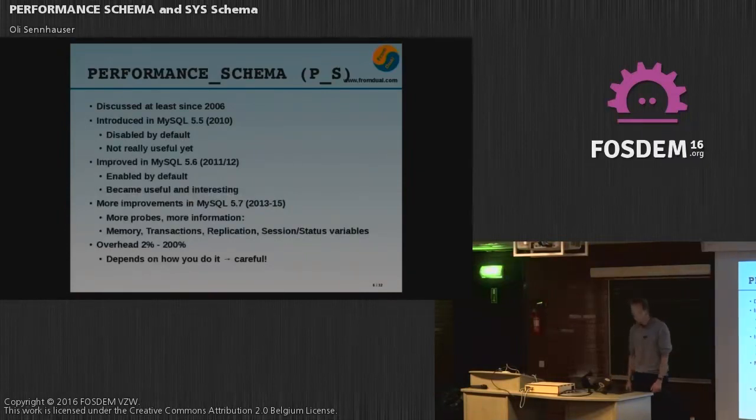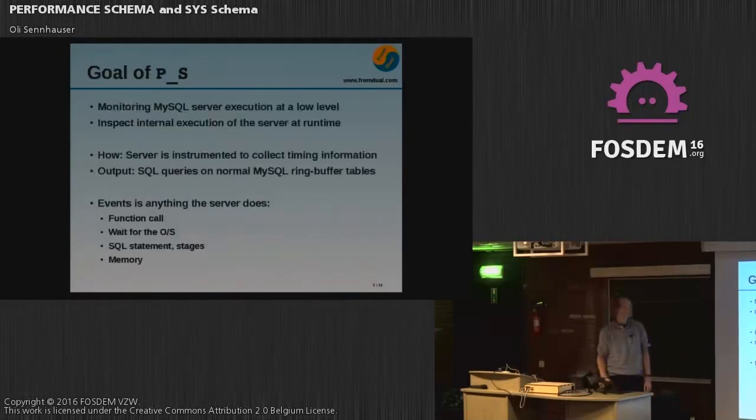Session and status variables, and so on and so forth. When you do probes, it's always the question, how much is the impact? And Oracle says they want to have as little impact as possible. The overhead is small. So it depends on whom you believe. Some say it's 2 to 3%, others say 200% overhead. 200% is not small anymore. Why? That really depends on how you do it. So you should be careful enabling the performance schema.